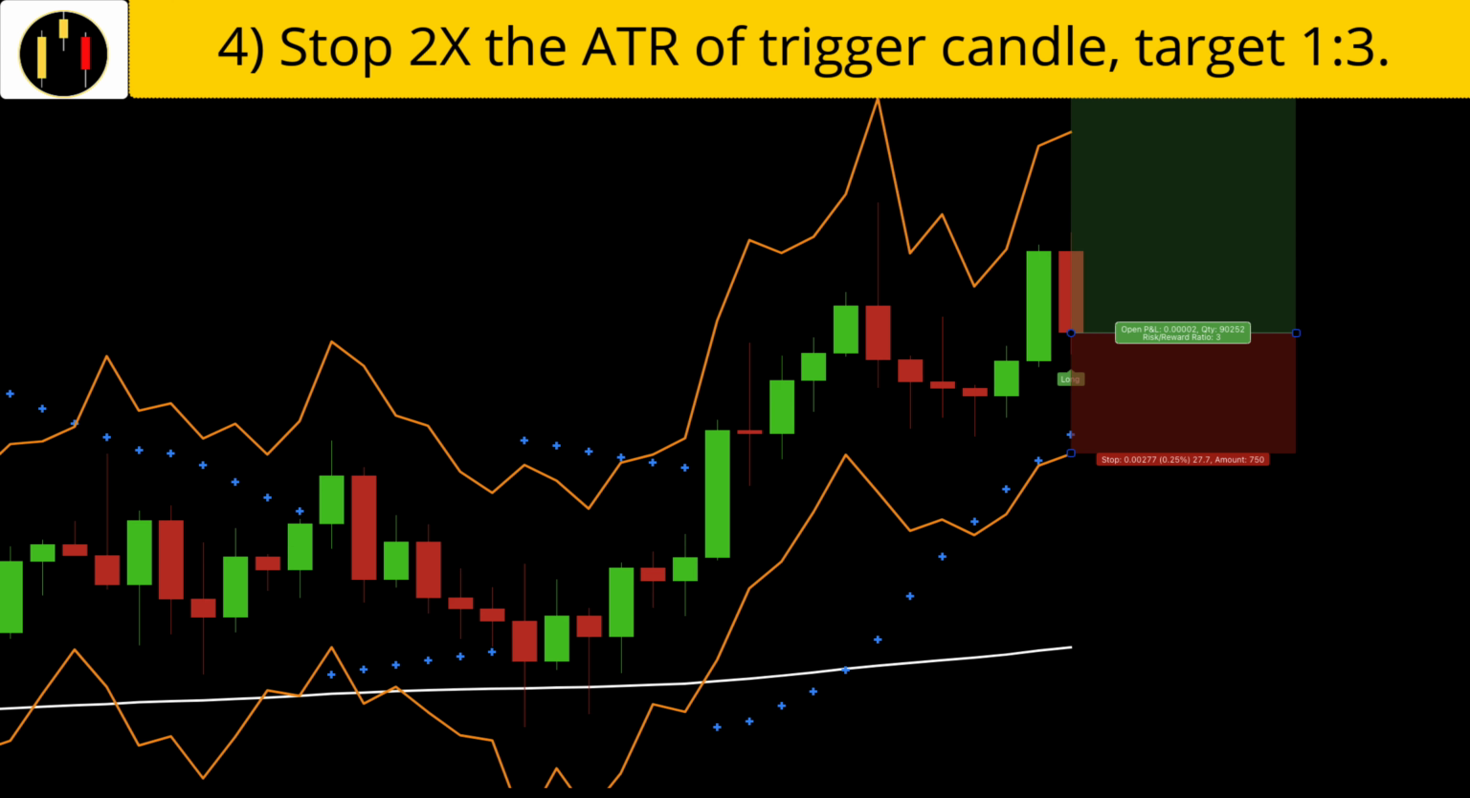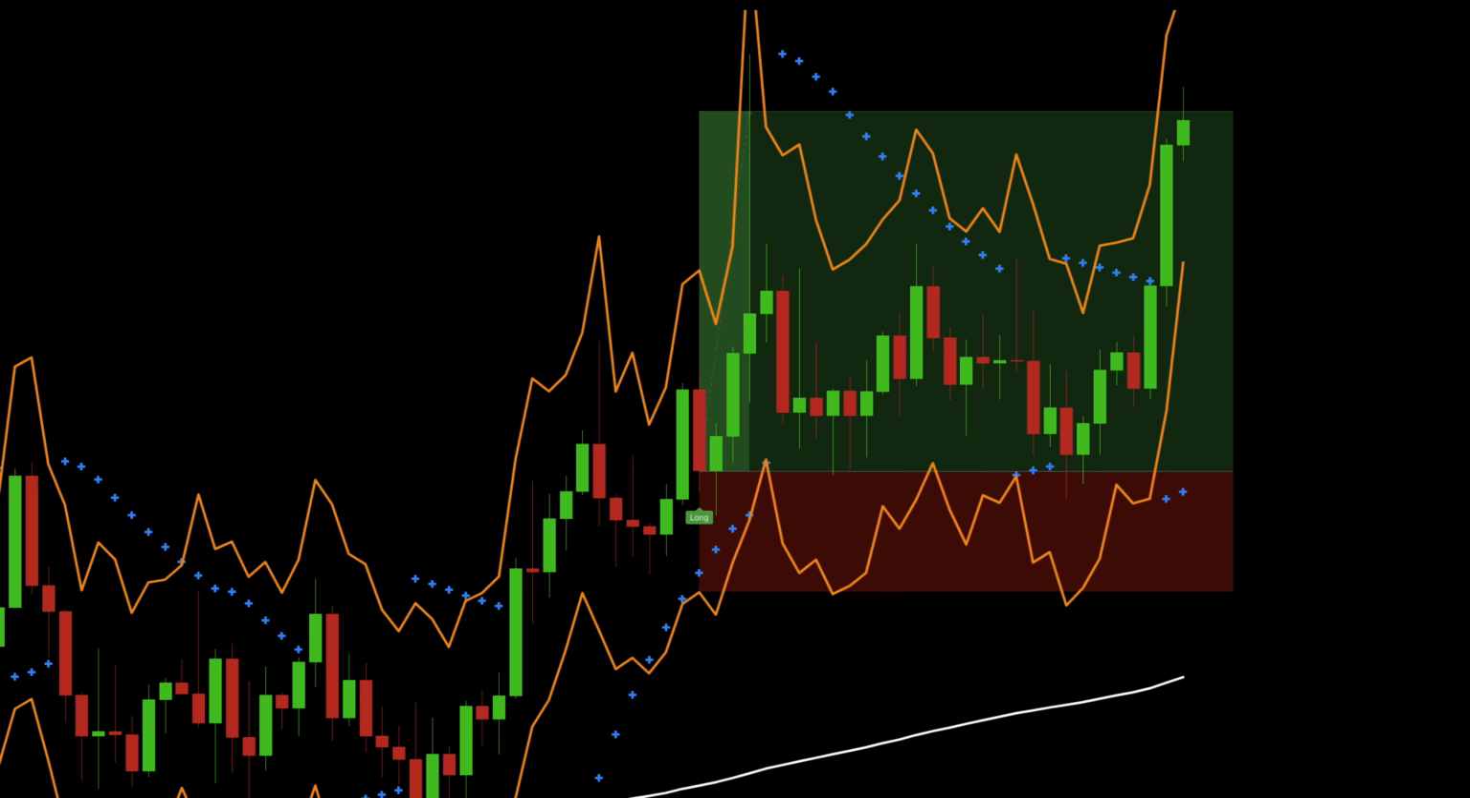The stop is placed at 2 times the ATR below the trigger candle, which is the orange line below price, and target 3 times risk. And long example 1 hits the profit target.